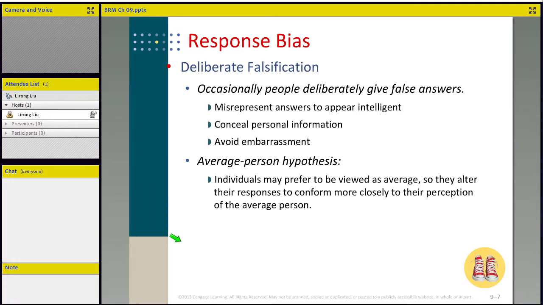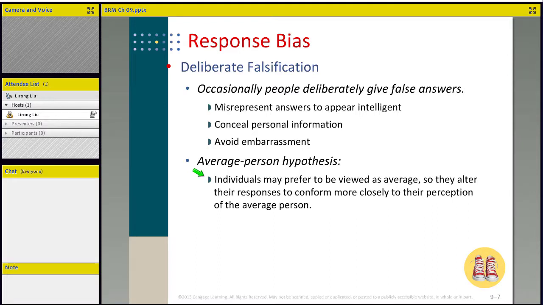And in terms of responses, even if people answer surveys, there's also response bias, meaning that people sometimes will give false answers, or they will modify the answer quite a little bit for a few reasons. One is to conceal personal information or avoid embarrassment, especially if the questions are kind of sensitive. And there's also one hypothesis, or actually kind of theory, called the average person hypothesis, saying that most individuals prefer to be viewed as average. So sometimes when people are answering surveys, they will modify the responses to make themselves appear to be more average instead of the extremes.